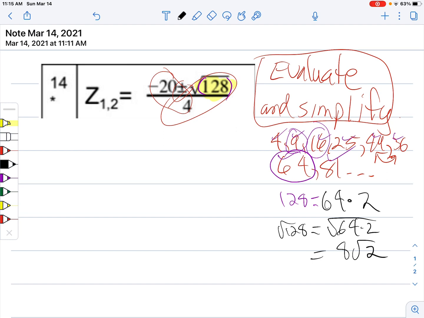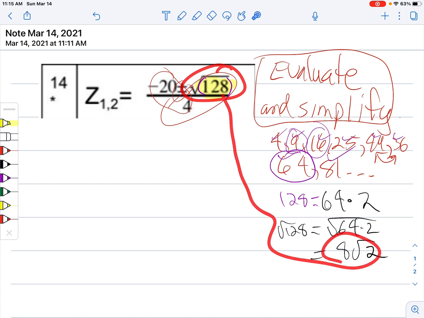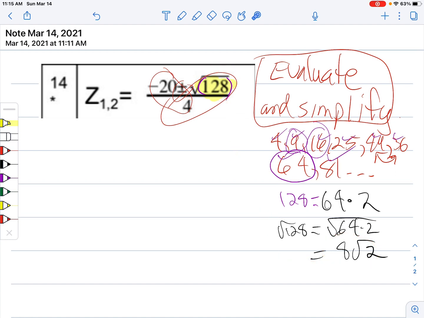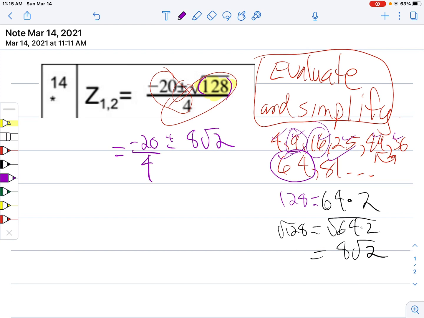Okay, so I can now replace root 128 with that. So here we go. Let's go to our next step then. When we do that, this now equals negative 20 plus or minus 8 root 2, and then each of those are divided by 4.